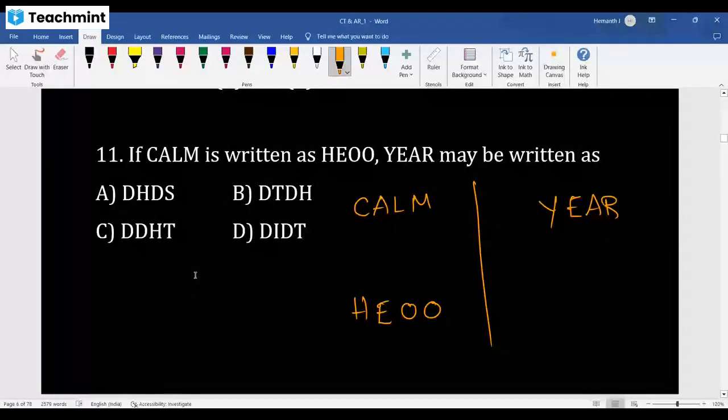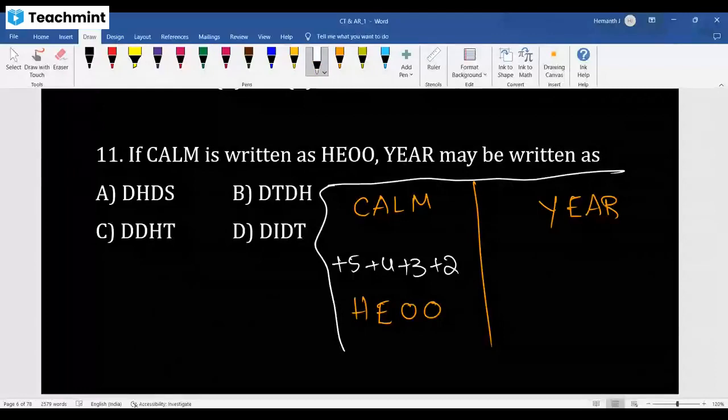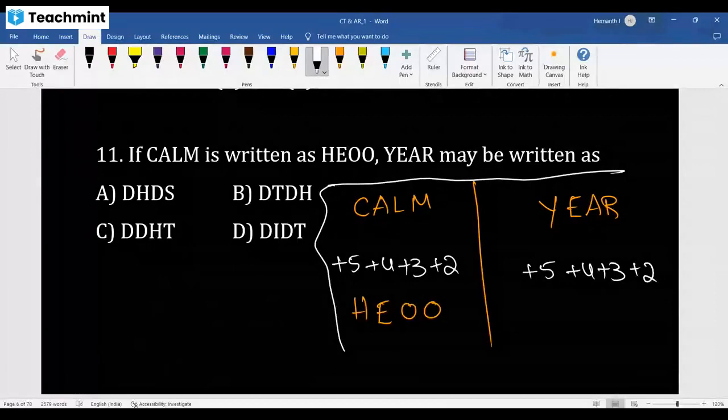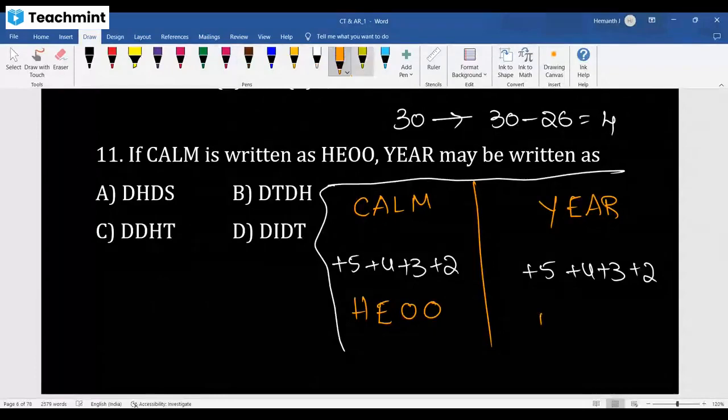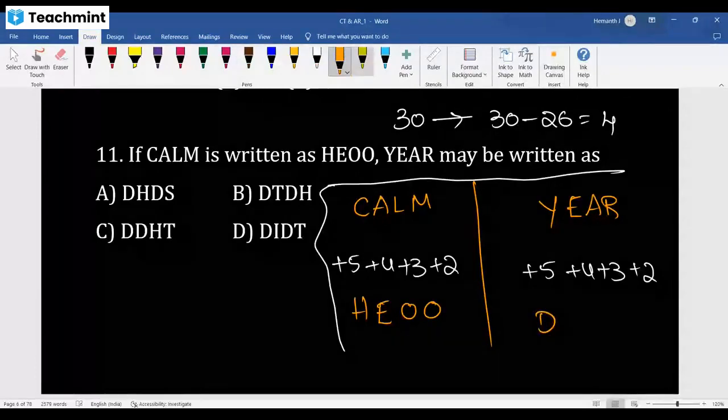What's the logic here? Plus 5, plus 4, plus 3, plus 2. If we do that, 25 plus 5 is 30. 30 means nothing but 4 only. Whenever you cross more than 26, remove 26 from that. We got 4. 4 means nothing but it is D. E is 5. 5 plus 4 means 9. DI, option D, we can go ahead.